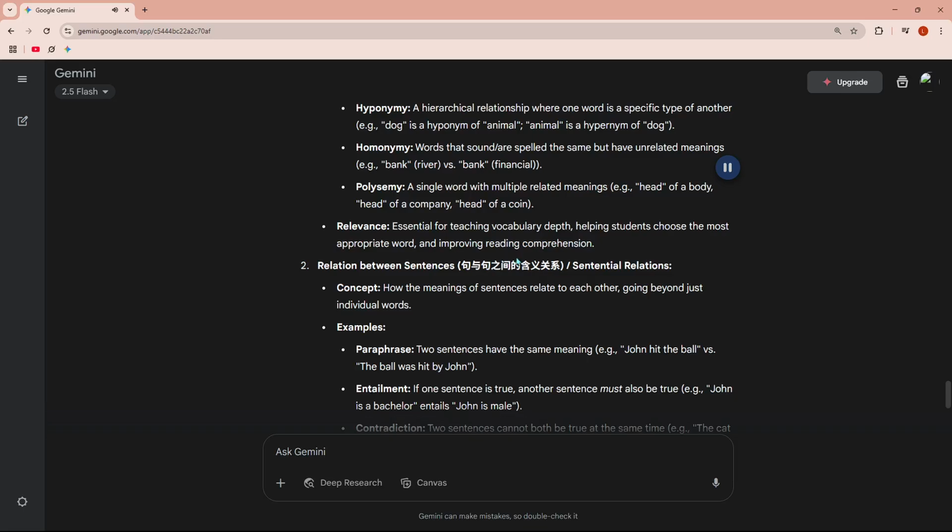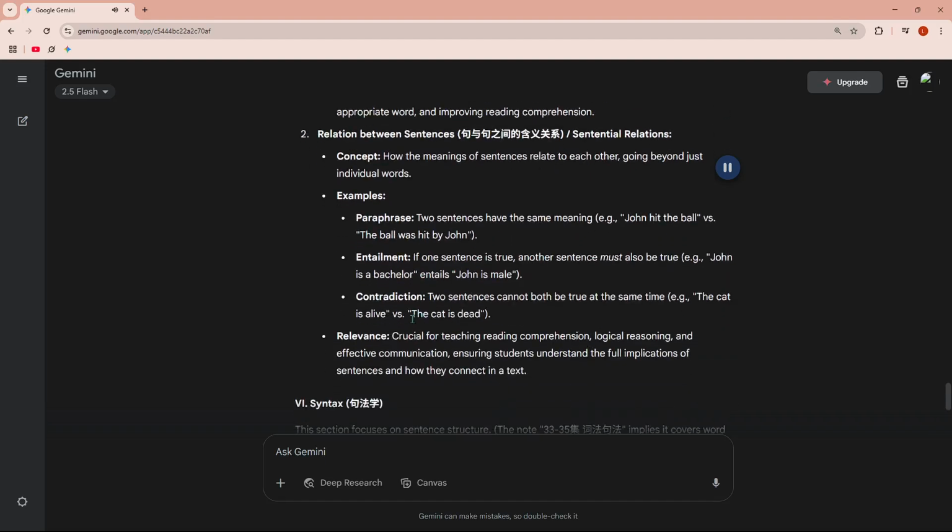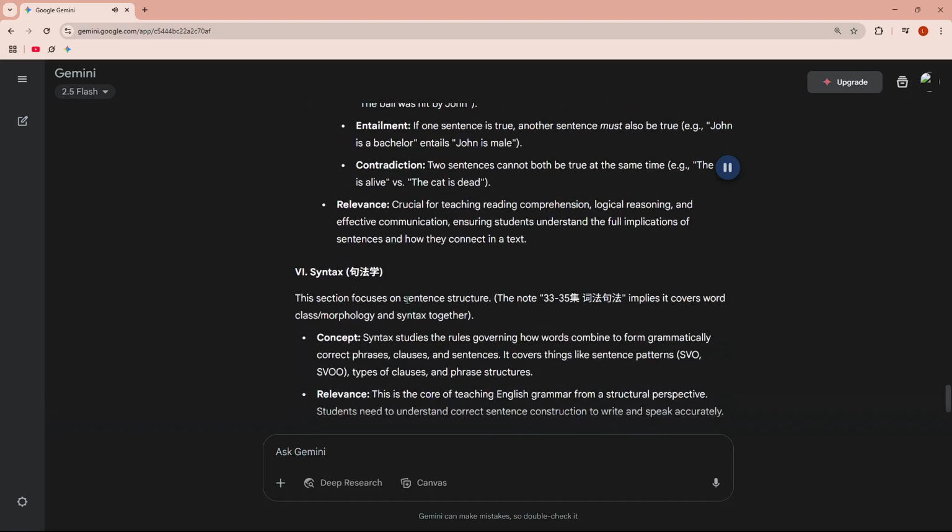2. Relation between sentences (ju yu ju zi jian de han yi guan xi): sentential relations. Concept: how the meanings of sentences relate to each other, going beyond just individual words. Examples. Paraphrase: two sentences have the same meaning, e.g., John hit the ball versus the ball was hit by John. Entailment: if one sentence is true, another sentence must also be true, e.g., John is a bachelor entails John is male. Contradiction: two sentences cannot both be true at the same time, e.g., the cat is alive versus the cat is dead.